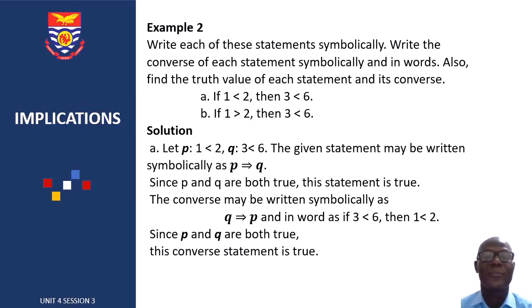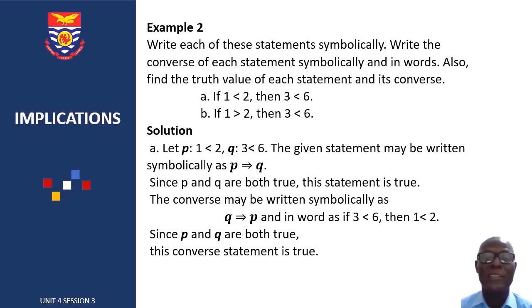Implications. Example 2. We are to write the following statement symbolically, write the converse symbolically, and find the truth value of this statement. For us to do this, we first let P be the statement 1 is less than 2, and Q be the statement 3 is less than 6. Now, from the given statements, we can write symbolically as P implies Q.